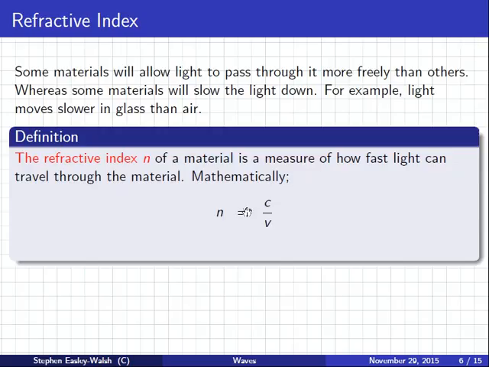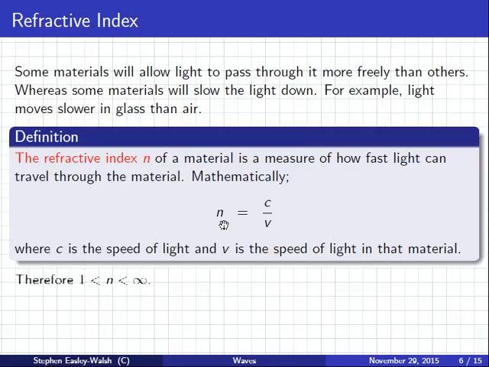Smaller. Bigger. Bigger? Yeah. Because I said it always slows down, so the v is always less than the c. Okay, so that makes it bigger than 1, because the top is bigger than the bottom. So n is always a number bigger than or equal to 1. In fact, 1 to infinity.